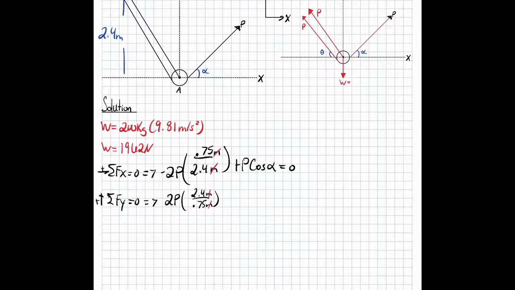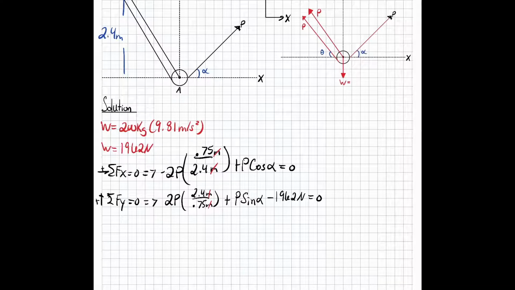It is also positive, so plus p sine of alpha is equal to 0. Or is it? We have the weight to worry about. Our weight's going down, so minus 1962 newtons is equal to 0. Okay, now I know what you're thinking, let me just start doing the math solving for p.